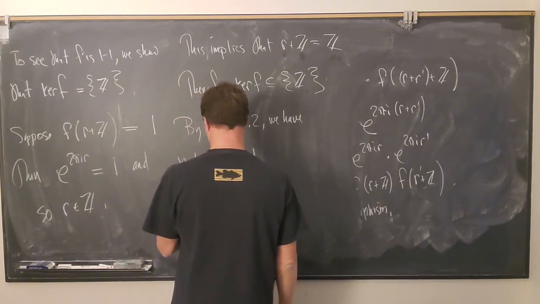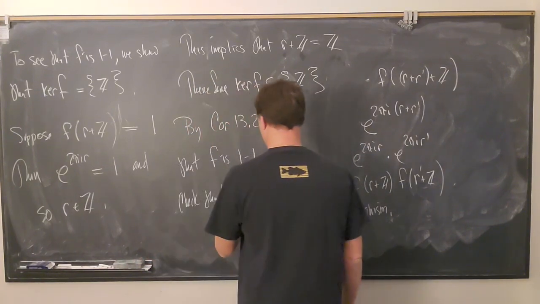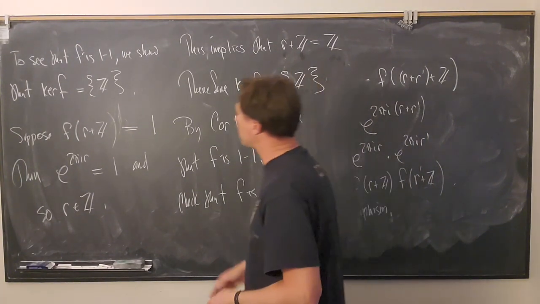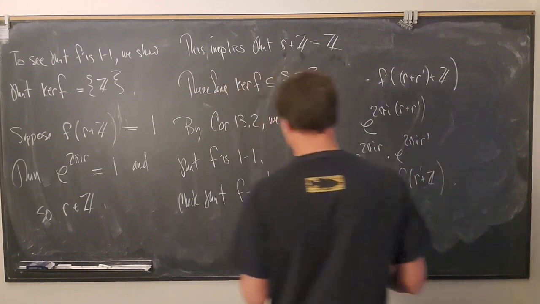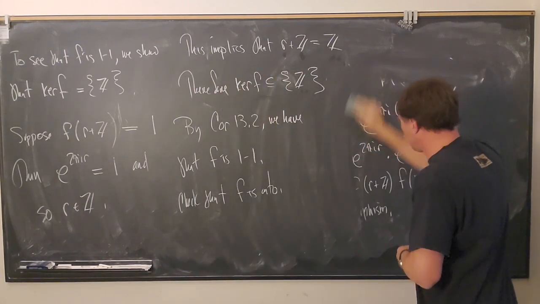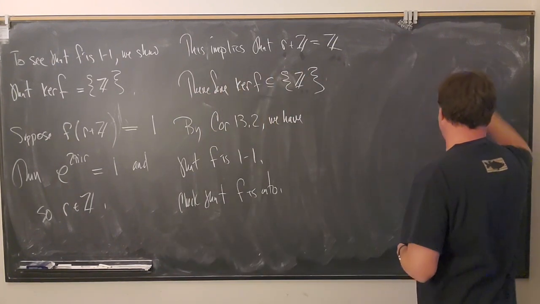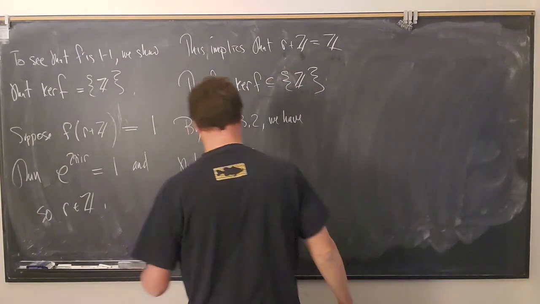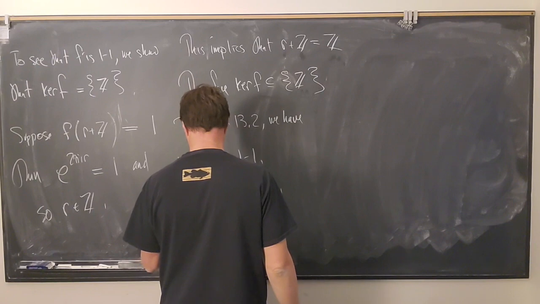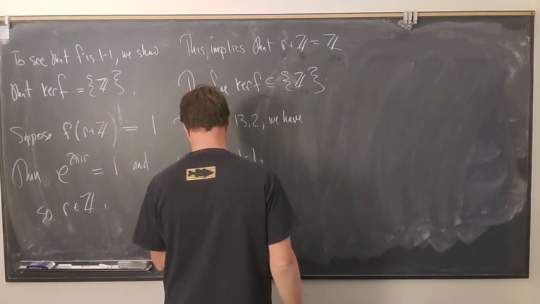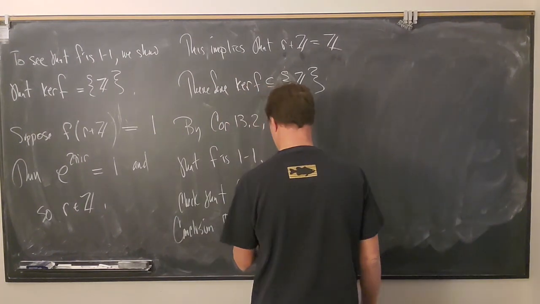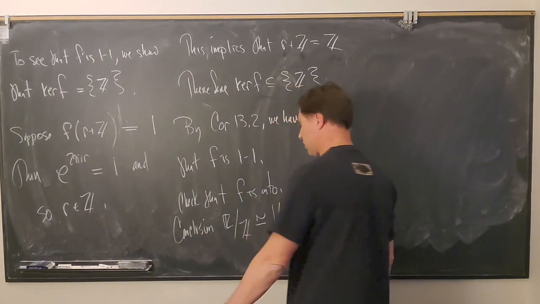So check that F is onto. Right, and that completes the proof. I wasn't actually doing a theorem here, we're still in an example, but that completes the goal that we had, which was to show that F is an isomorphism. In other words, our conclusion is that R mod Z is isomorphic to the unit circle.